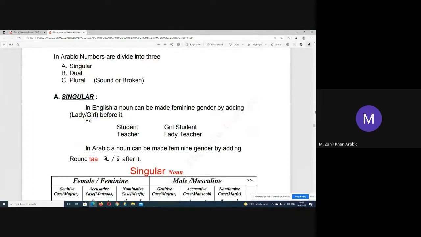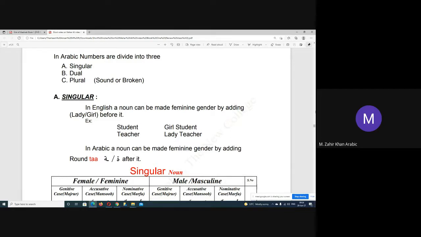So before seeing the past tense, we have to know the difference between the numbers, the difference between English and Arabic. What are the differences between numbers in Arabic and English? So in English, normally for 1 we say singular, and for 1 plus 1, or 2, we can say plural. But in Arabic, for numbers, 1 means singular, 2 means dual, D-U-A-L, dual, and 2 plus 1, 3 means it will be plural. So as in English, the plural is divided into sound plural and broken plural. The same way in Arabic also, the plural has been divided into sound plural and broken plural. So we will see one by one.